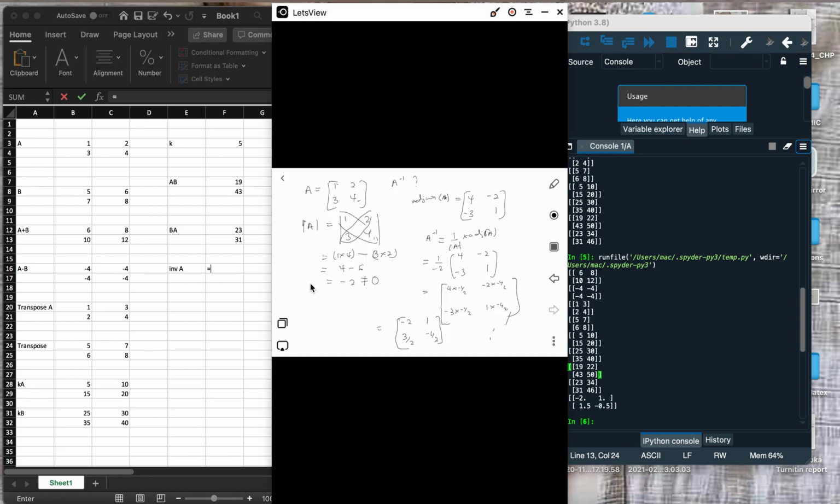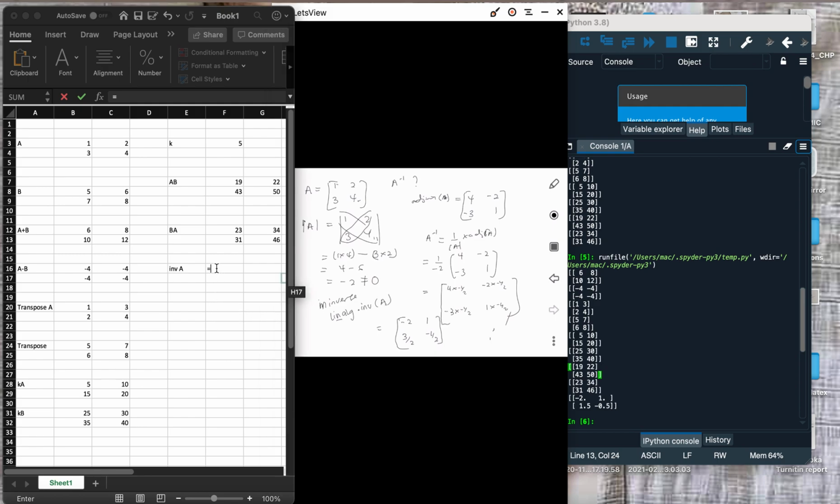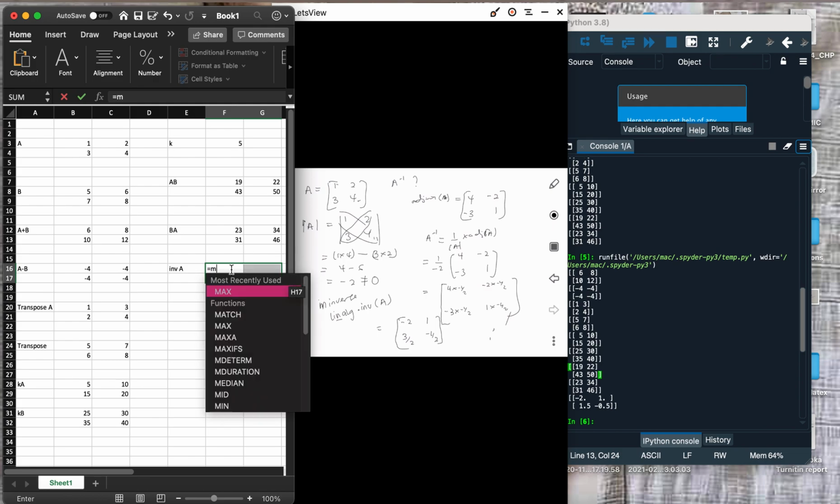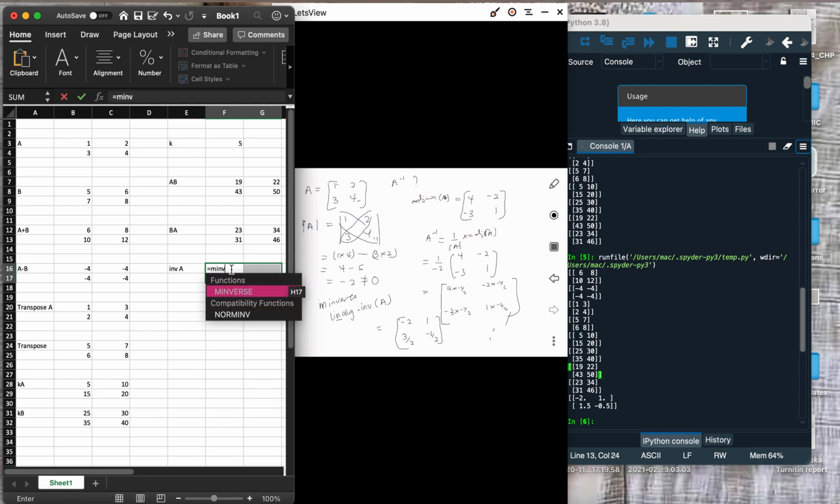Okay, so in Excel it's called MINVERSE, but in Python it's linalg, which is linear algebra dot inv, and then you put the matrix that you want to find the inverse of. So this is equal to MINVERSE. You open the bracket, and then it picks only one array. Okay, so pick an array, our matrix A. After that, Control Shift Enter.